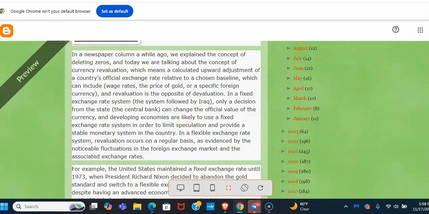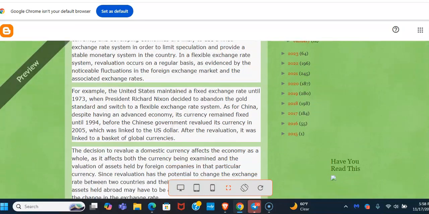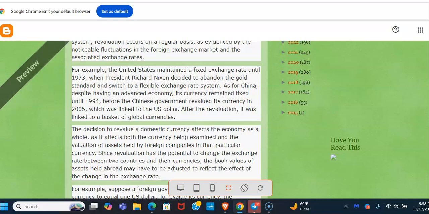In a fixed exchange rate system, the system followed by Iraq, only a decision from the state, which they're calling the central bank, can change the official value of the currency. And developing economies are likely to use a fixed exchange rate system to limit speculation and provide a stable monetary system in the country. In a flexible exchange rate system, revaluation occurs on a regular basis, as evidenced by noticeable fluctuations in the foreign exchange market and the associated exchange rates. Then they give an example of when Nixon took the U.S. off the gold backed, right? And they have something here about China.